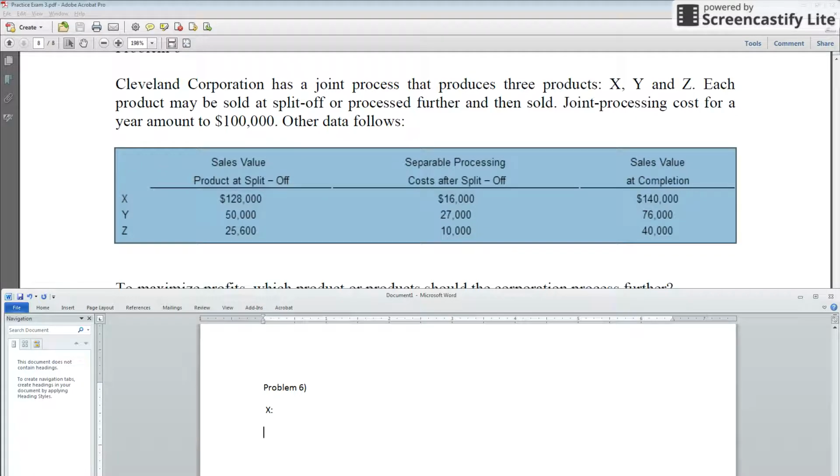I can sell it right now at $128,000. And if I do the processing, I will sell it at 140. So how much increase in sale do I earn? I earn $12,000 if I process it further. But how much does it cost for me to process it further? $16,000. So in total, I'm losing $4,000.